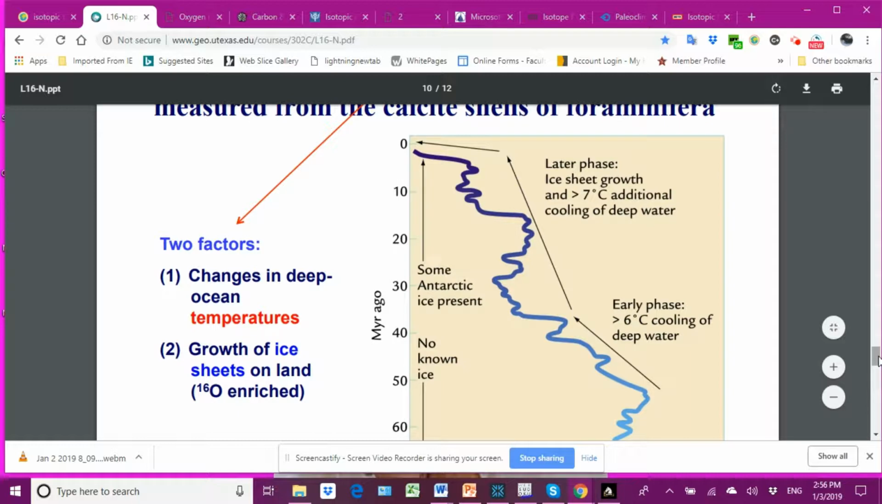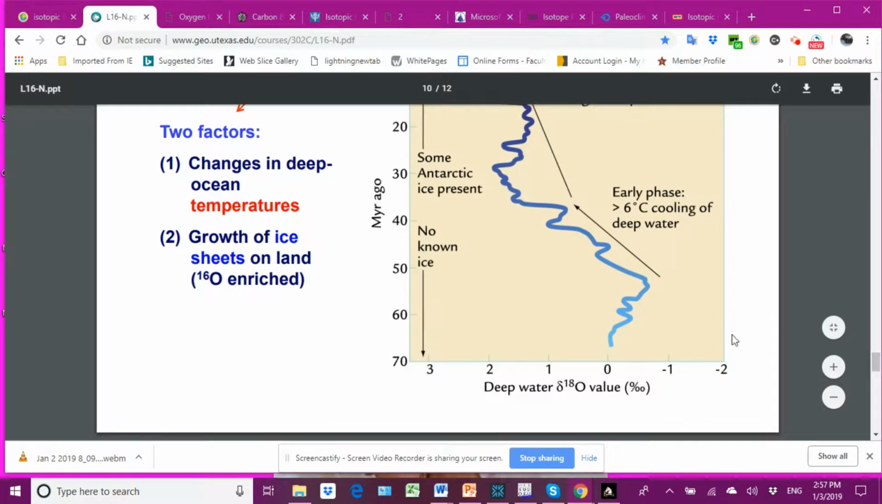Changes in the deep ocean temperatures, growth of ice sheets on land, which will enrich this 16 oxygen. And as we can see here, you have some Antarctic ice present. There's no known ice from about 40 to 70 million years ago. And look at what the values do.